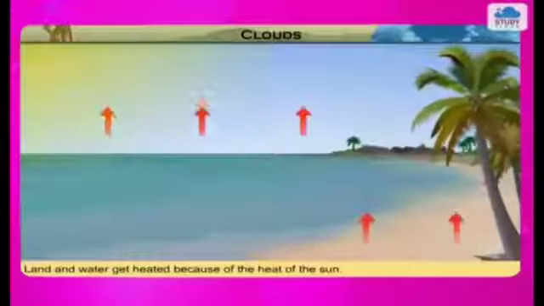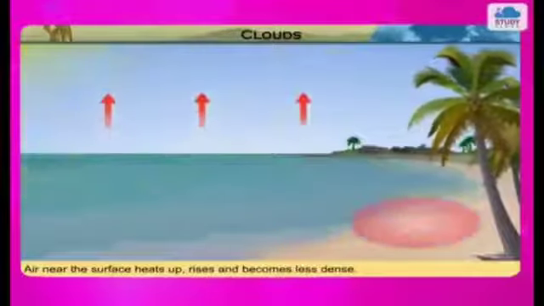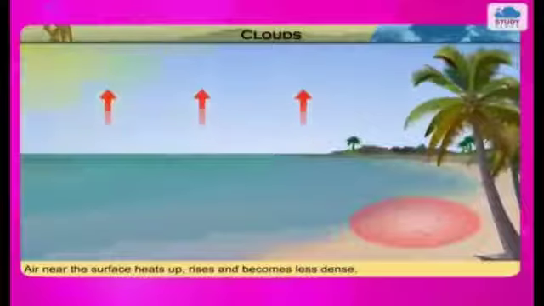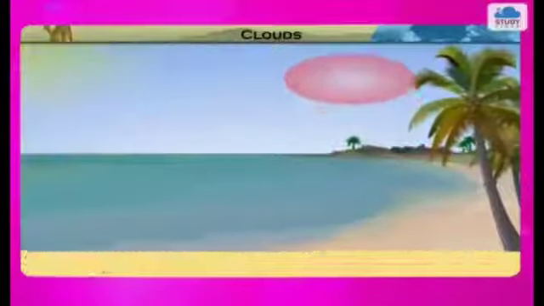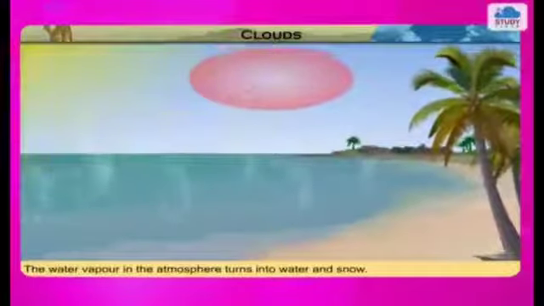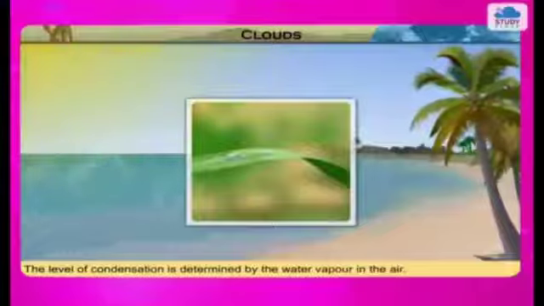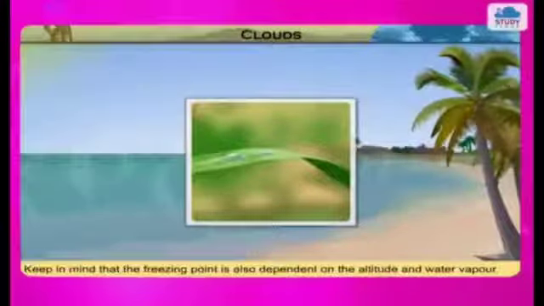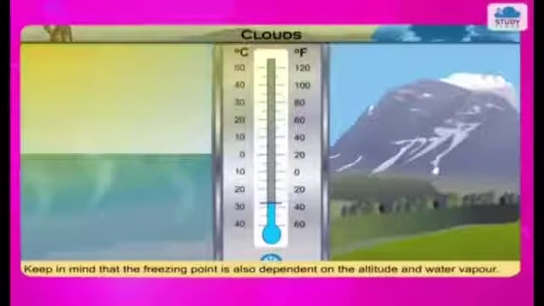Land and water get heated because of the heat of the sun. Air near the surface heats up, rises, and becomes less dense. As it goes higher, the temperature of the air reduces and the moisture holding capacity of the air reduces. Relative humidity keeps increasing. The water vapor in the atmosphere turns into water and snow. This is the dew point level of that air. The level of condensation is determined by the water vapor in the air. Keep in mind that the freezing point is also dependent on the altitude and water vapor.